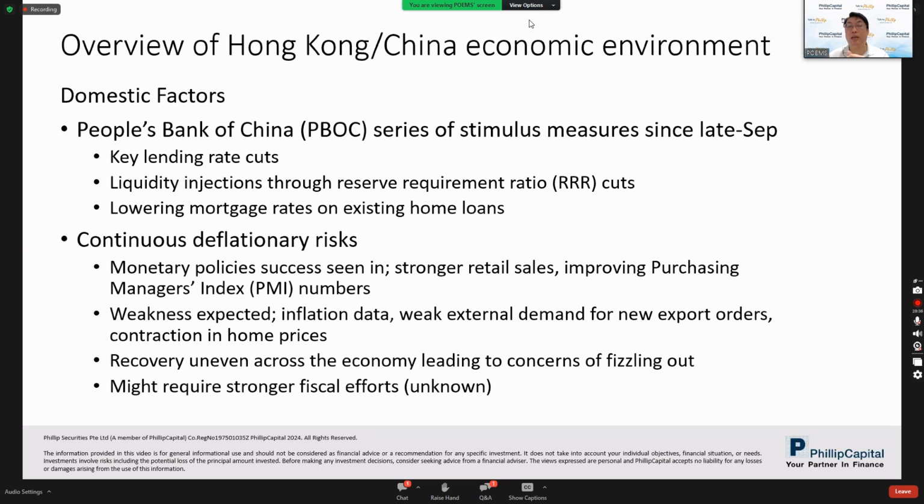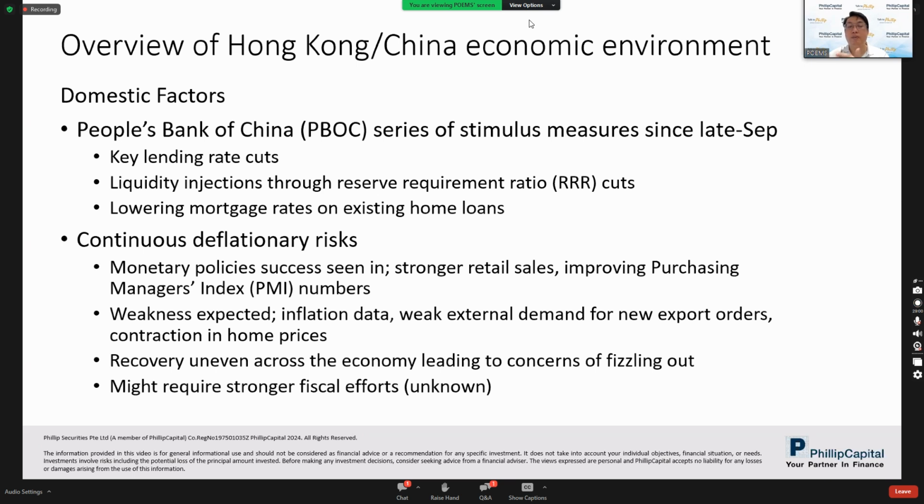There's weak external demand for the exports itself. The orders for home prices are still in contraction. So all these numbers actually showcase that China still has certain segments of the economy that are still a bit weak, that need further stimulus or support to have a proper recovery in terms of the overall nature.